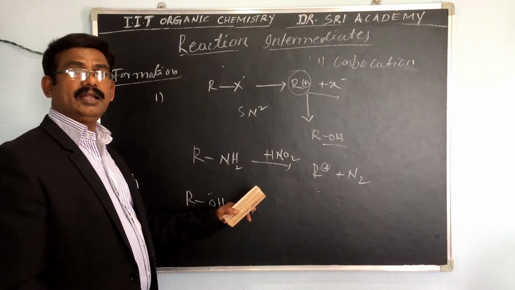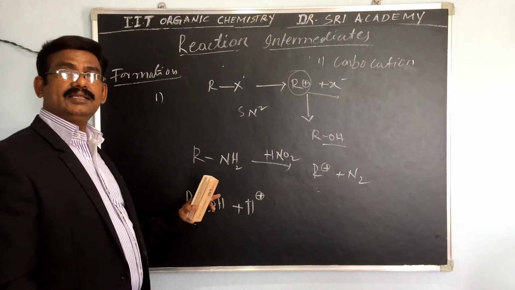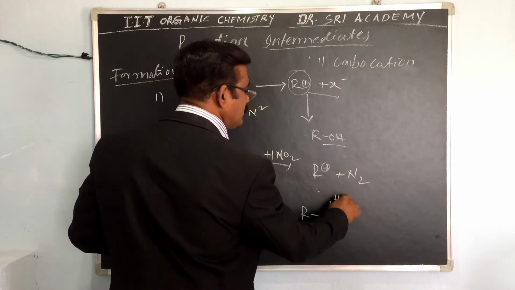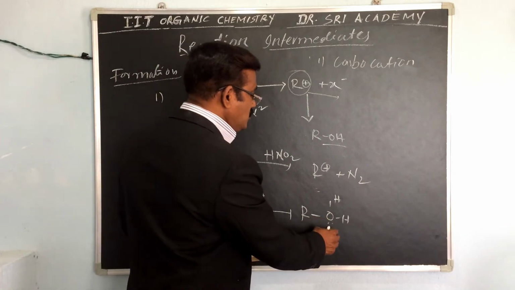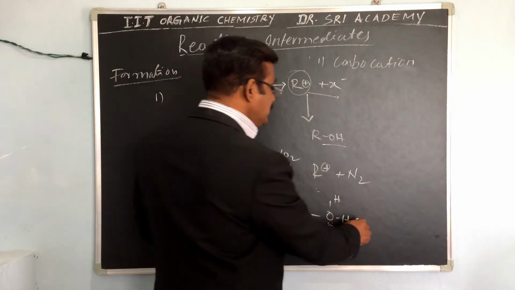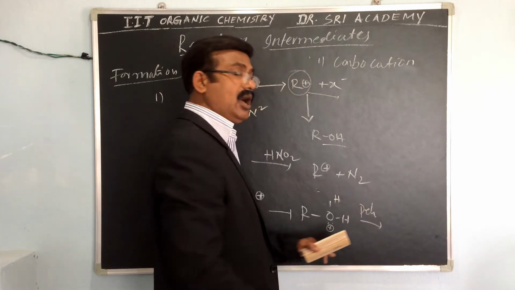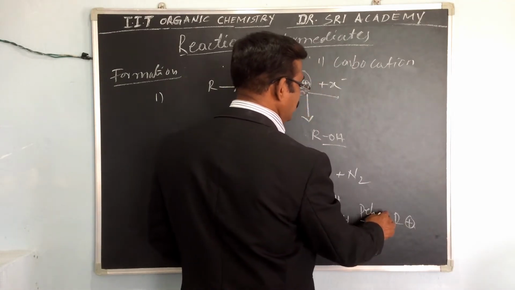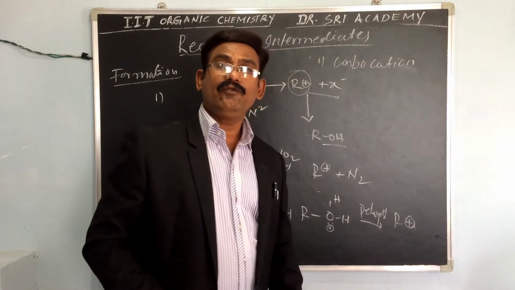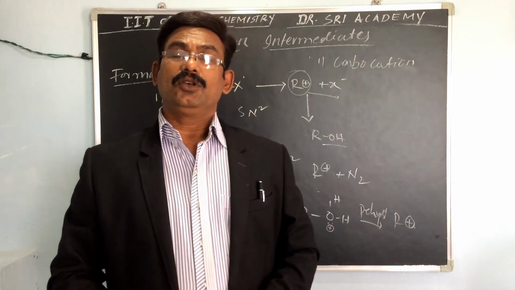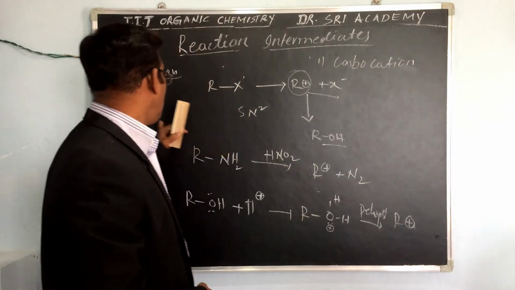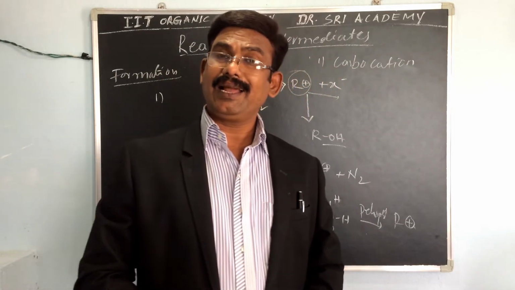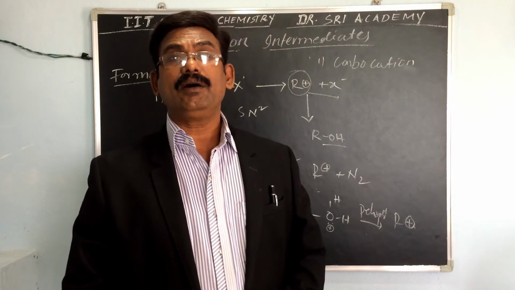either acid or whatever the condition may be, the proton takes this oxygen atom to form this compound, and this has a positive charge. And after that, dehydration means removal of water molecule. So what happened? R plus is formed. So these are some important ways of generating or forming carbocations: deamination, from alkyl halides, or from protonation of alcohols.